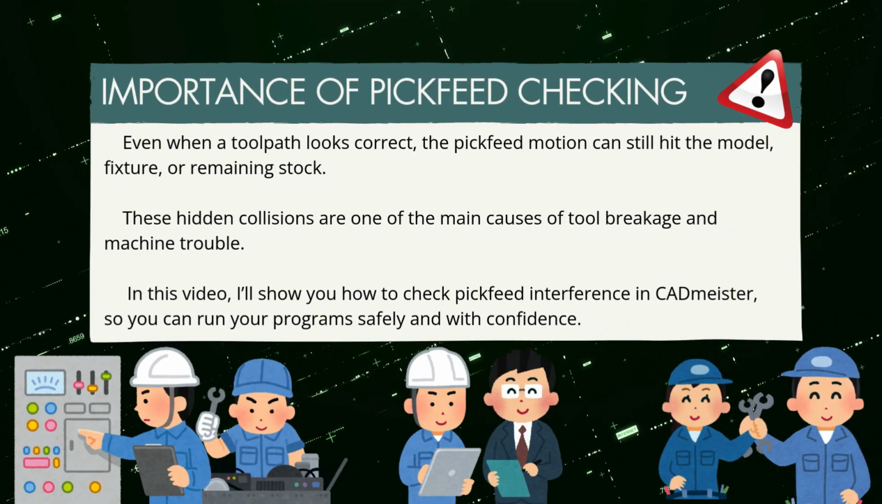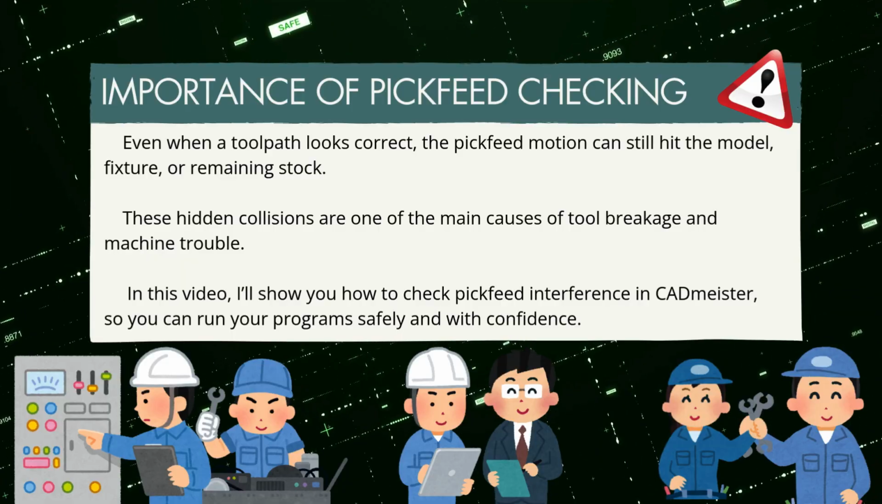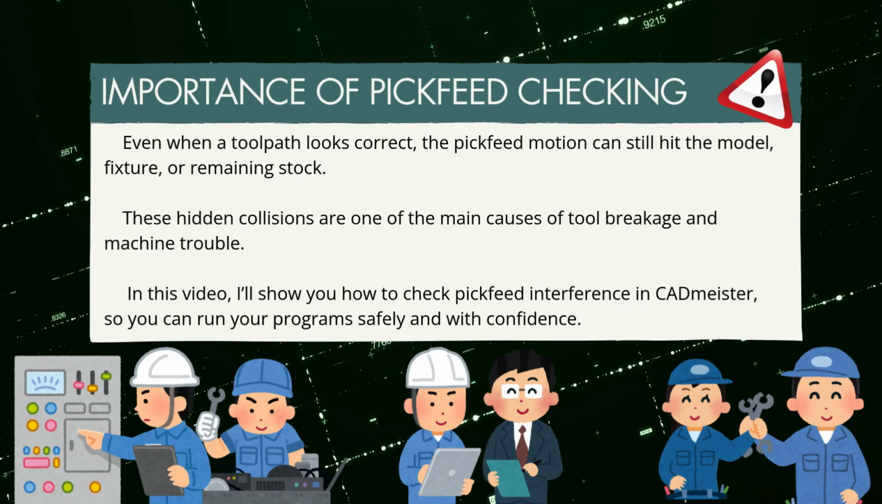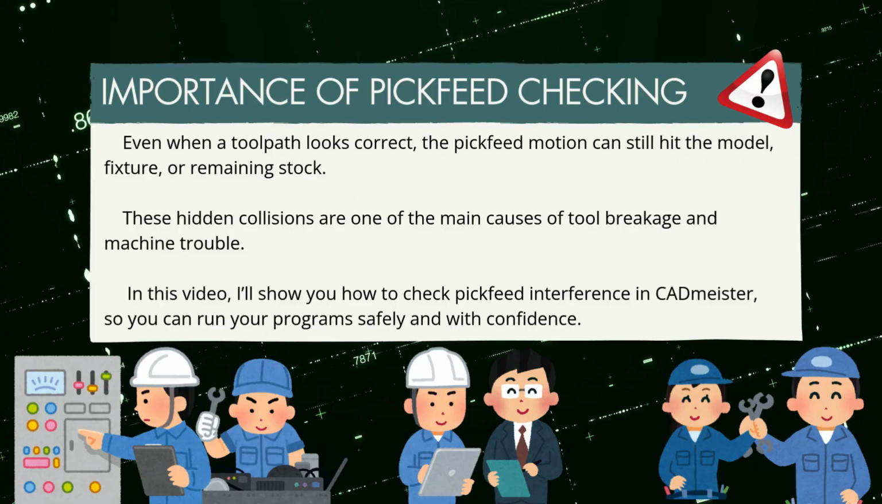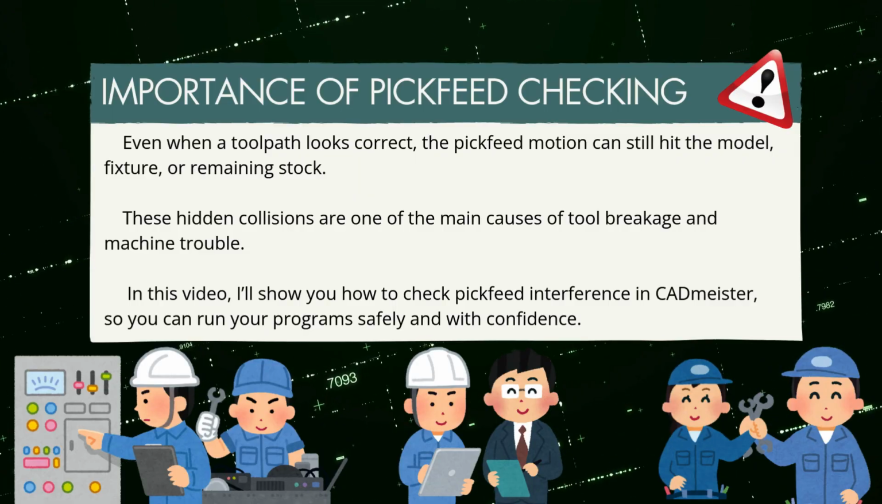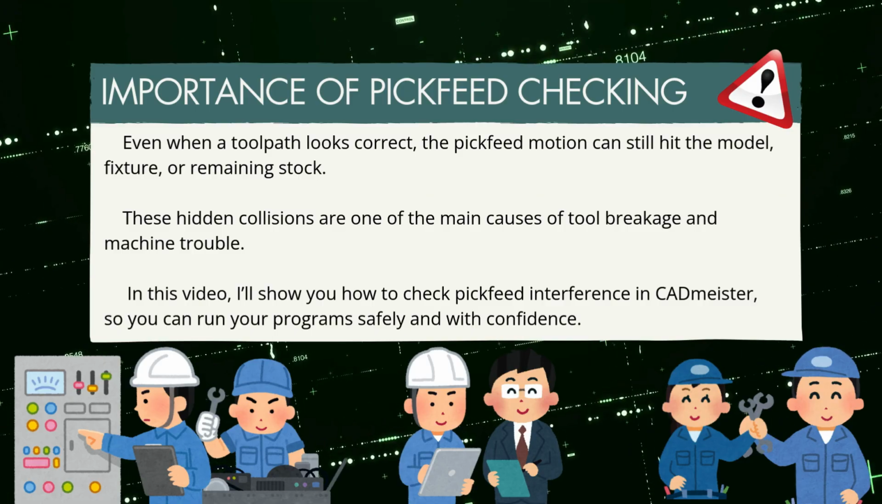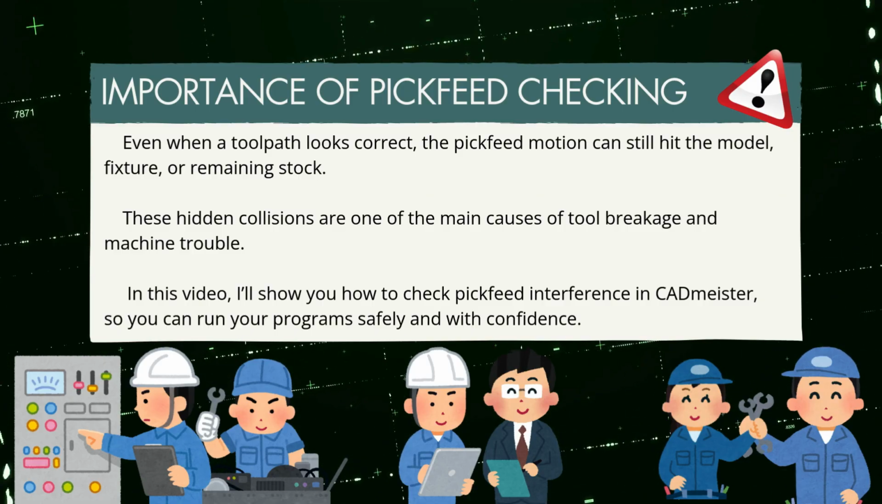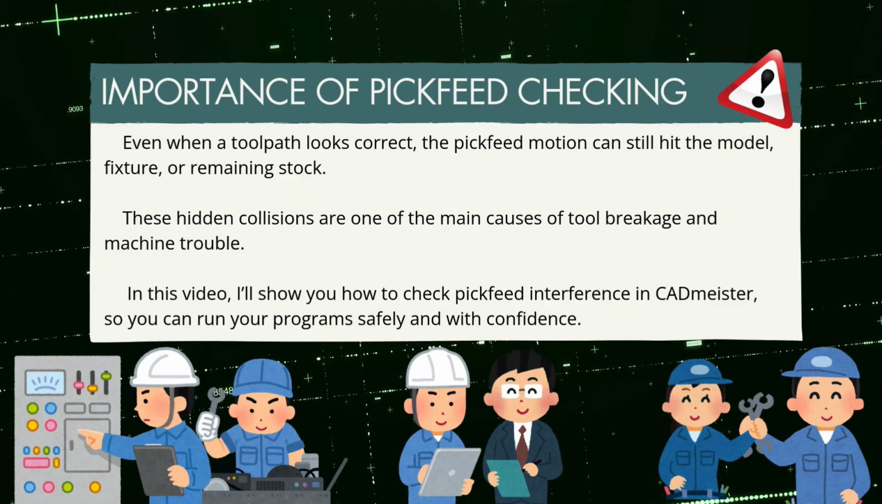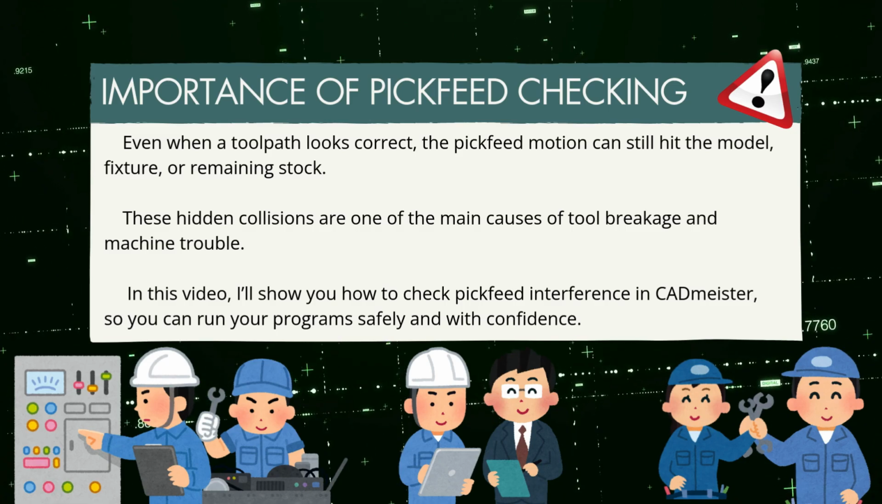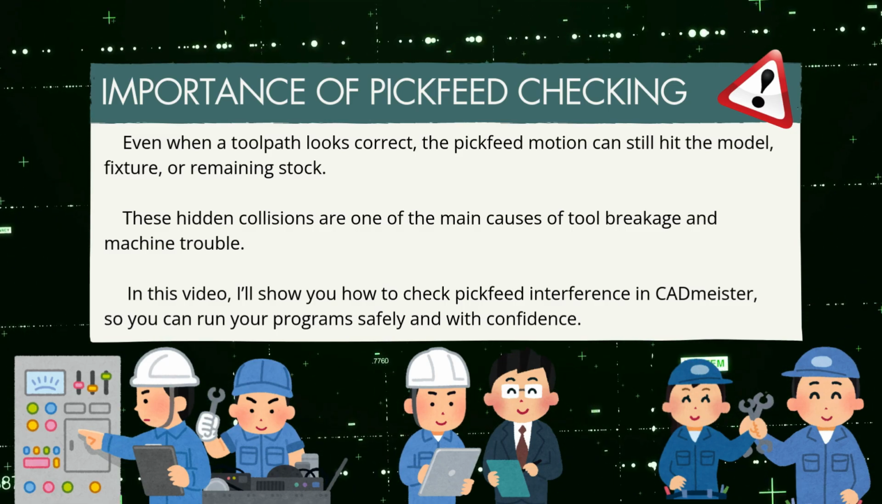Why is pickfeed checking important? Even when a toolpath looks correct, the pickfeed motion can still hit the model, fixture, or remaining stock. These hidden collisions are one of the main causes of tool breakage and machine trouble. I will show you how to check pickfeed interference in CADmeister so you can run your programs safely and with confidence.